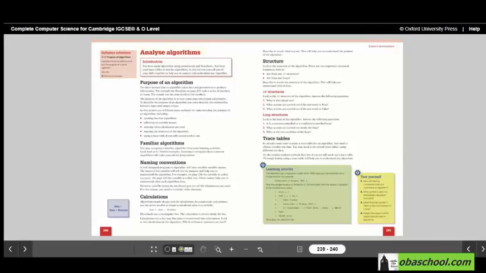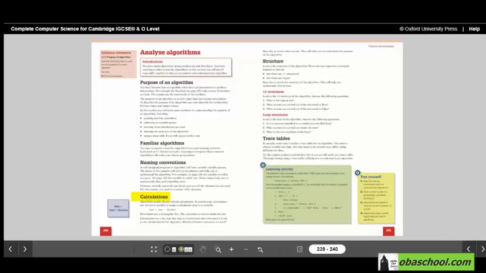In this video, we will talk about analyzing algorithms. The first point we will talk about is the purpose of an algorithm. The second point is familiar algorithms. The third point is naming conventions. And then we will talk about calculations.